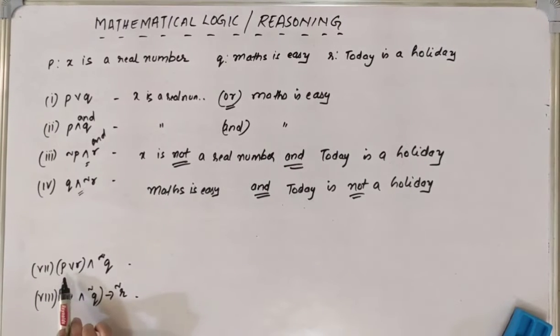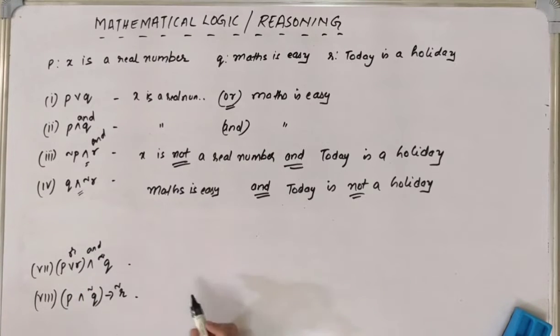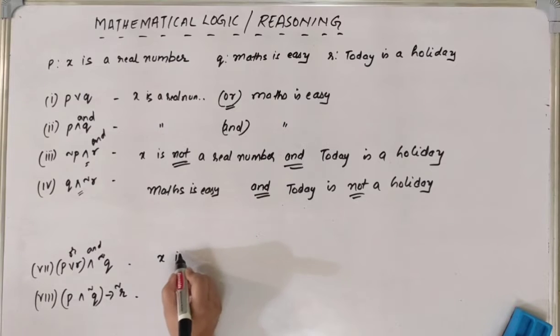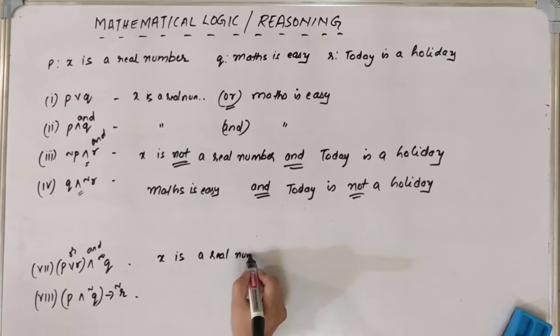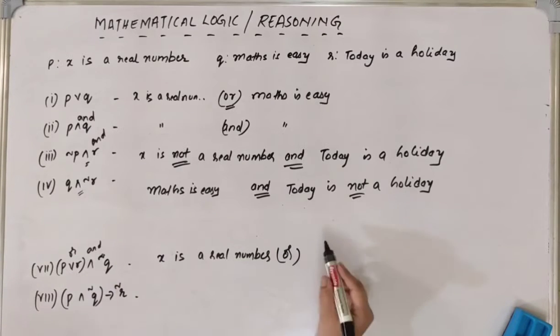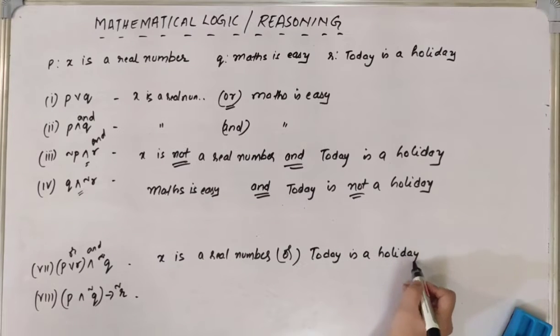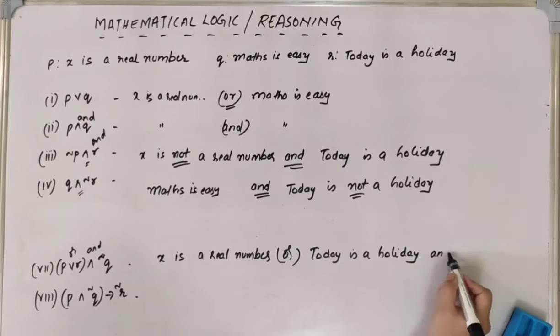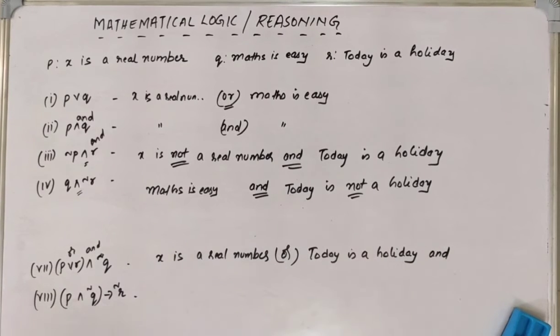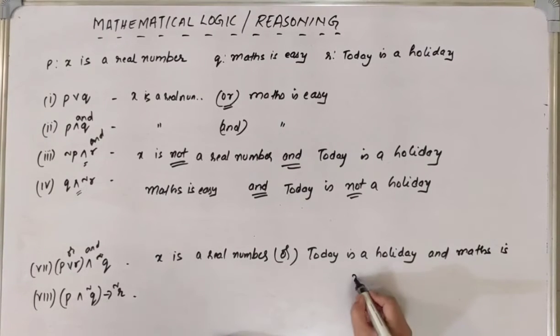So now what does this example say? P or R. This is OR, this is AND, and this is negation. So we will write P statement. X is a real number. Now what should come? OR. R. R is today is a holiday. Then we have AND. Negation of Q. Maths is easy. So negation of Q would be maths is not easy. So X is a real number or today is a holiday and maths is not easy.